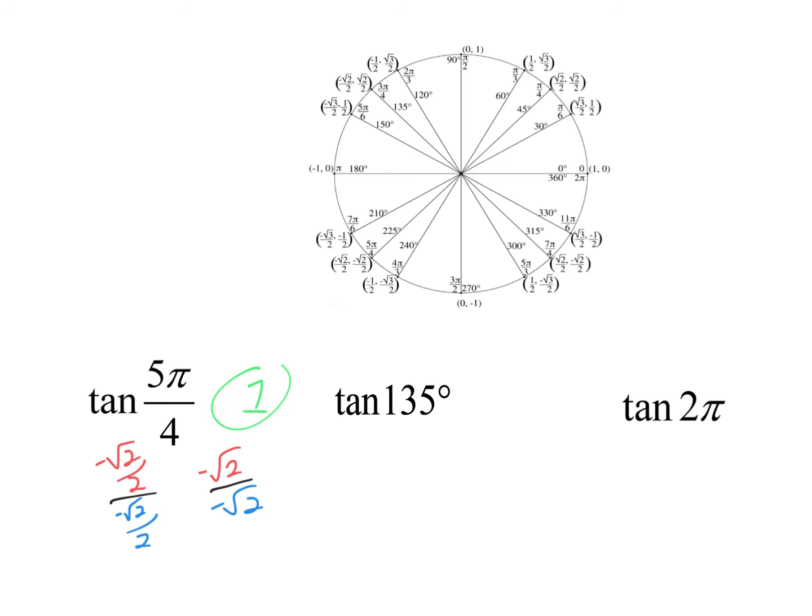All right, next up, tangent of 135. 135 is right here. So negative rad 2 over 2 over rad 2 over 2, so negative rad 2 over rad 2. This will be a negative 1. Tangent of 2 pi. 2 pi is right here. Second number divided by first. 0 divided by 1. Well, 0 on top is okay. So the quadrantal angles here for tangents will either produce zeros if it's 0 degrees or 180, or if it's a 90 or 270, it would produce an undefined value.